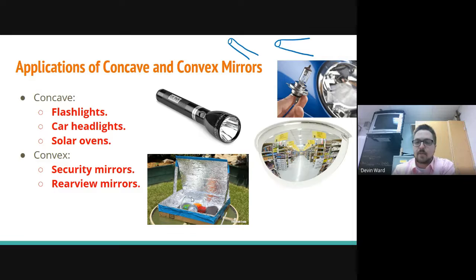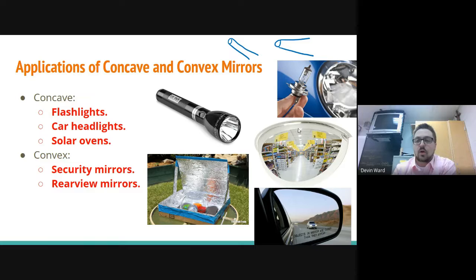Okay, convex mirrors are security mirrors. Those big round mirrors that you'll see in stores to help prevent shoplifters, just because you can see a large area in a small mirror. And then rearview mirrors in cars are also convex, just to allow you to see a larger area. That's why objects in mirror are closer than they appear, because it looks small in your mirror, but it's actually closer than you think.